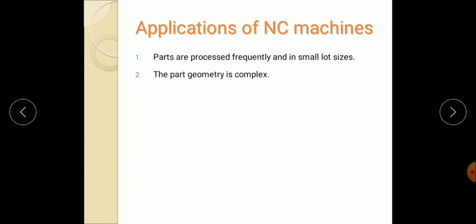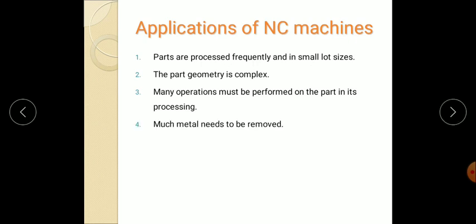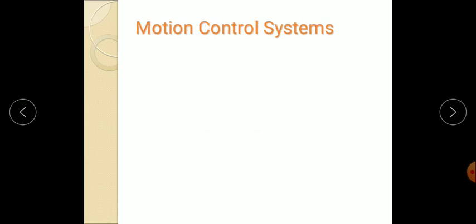Next, the application of NC machines. Here it is used when parts are to be processed frequently and in small lot sizes. When the part geometry is complex, the applications of NC machines are used. Many operations must be performed on the part in its processing. Much metal needs to be removed. Then engineering design changes are likely.